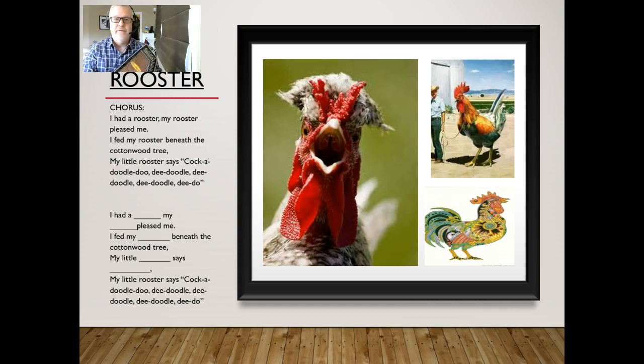I had a rooster, my rooster pleased me. I fed my rooster 'neath a cottonwood tree. My little rooster says cock-a-doodle-doo, dee-doodle-dee-doodle-dee-doodle-dee-doo.